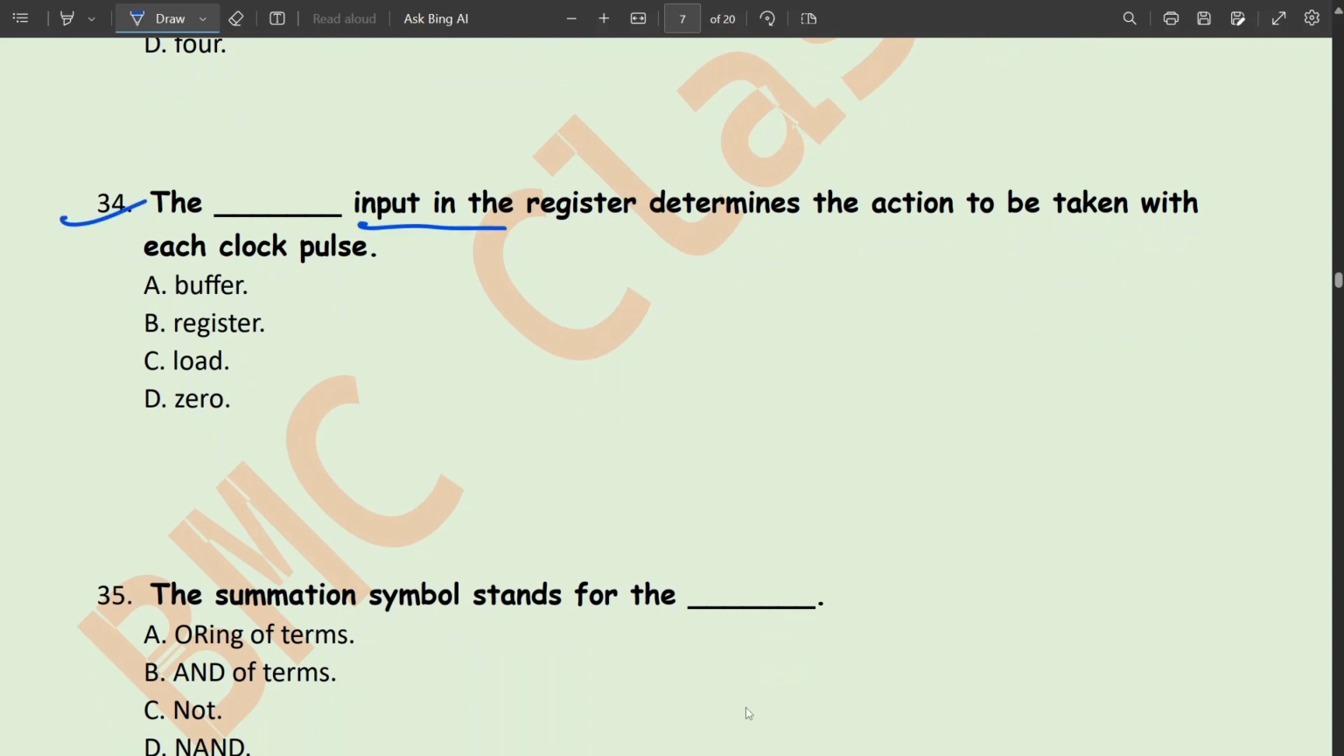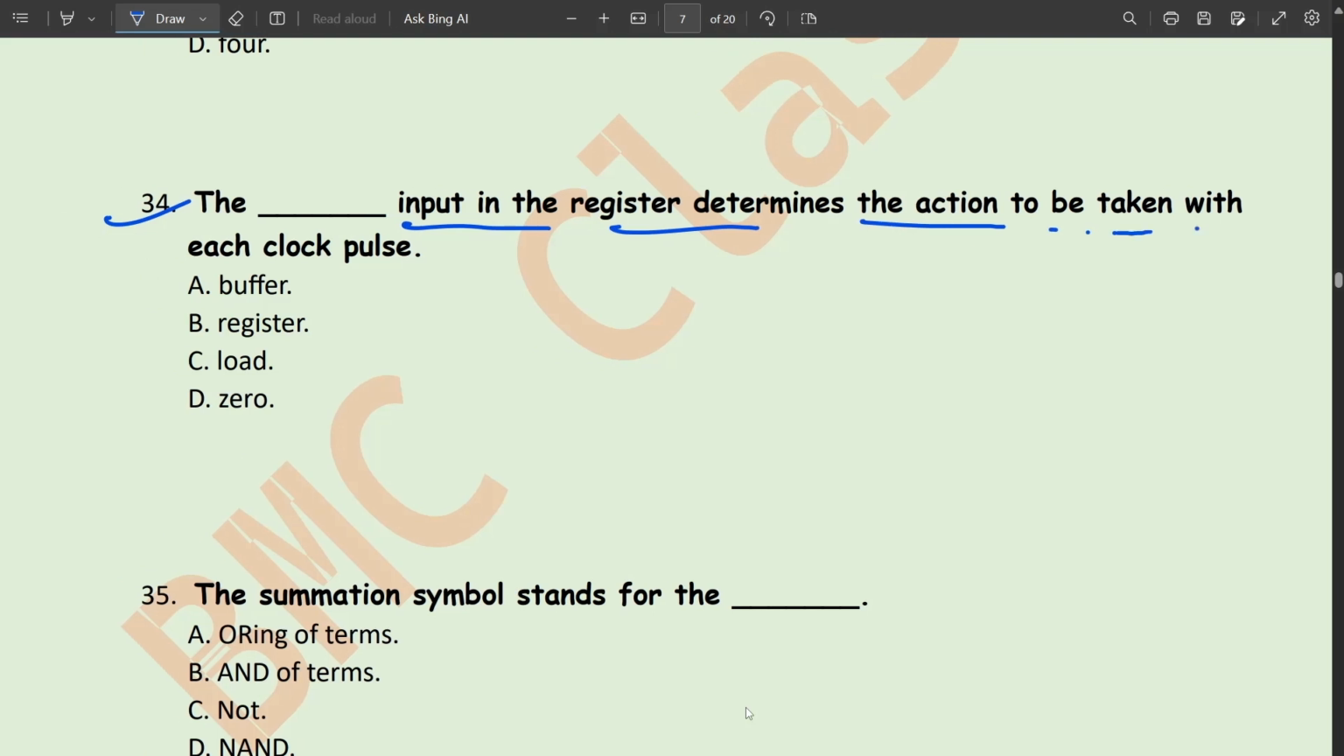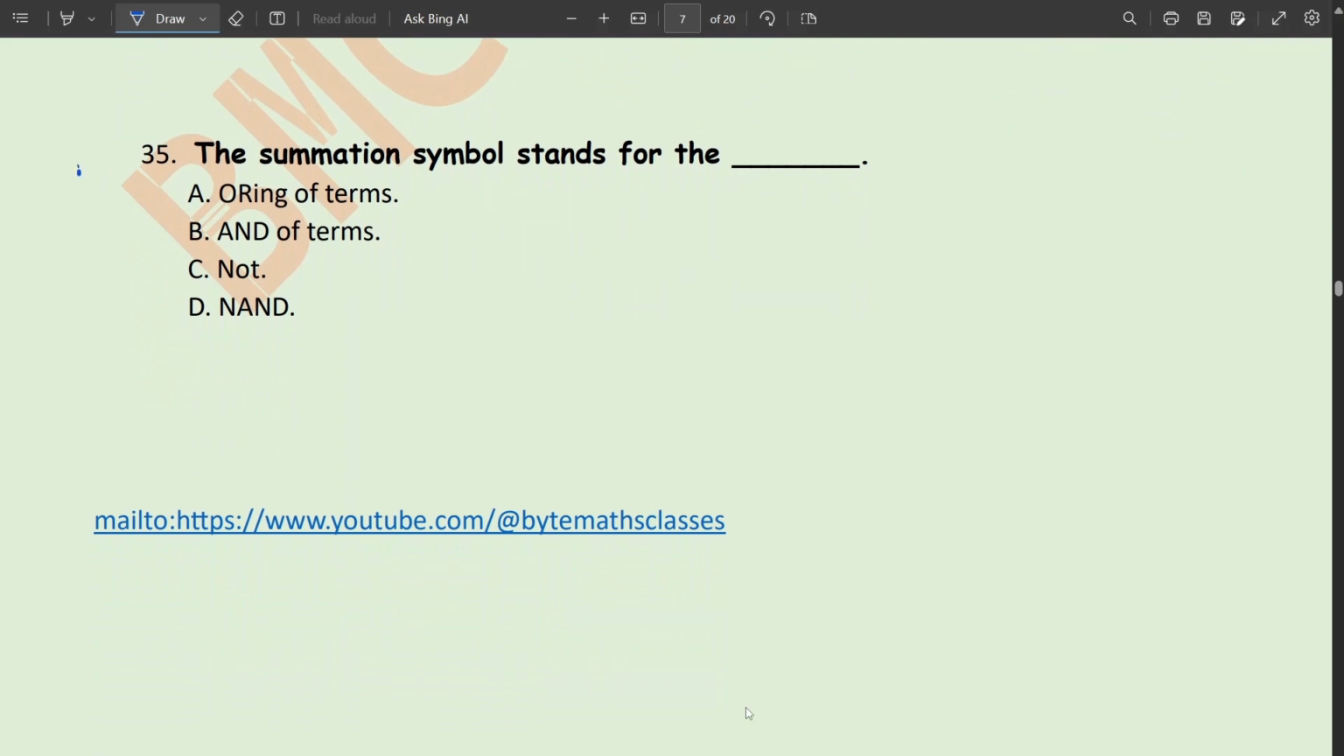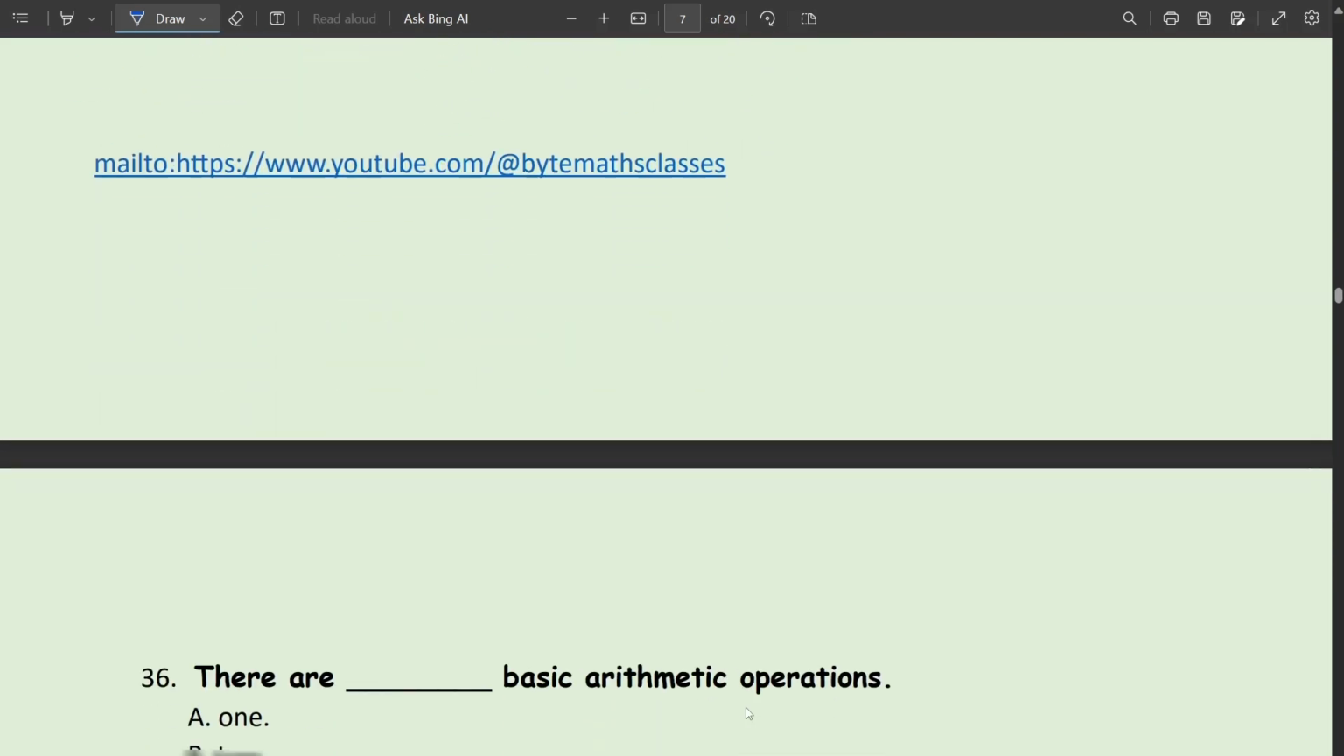The input in the register determines the action to be taken with each clock pulse. With each clock pulse, your answer will be load. The load input. Next, the summation symbol stands for... The answer will be OR. In OR gate, the values add.